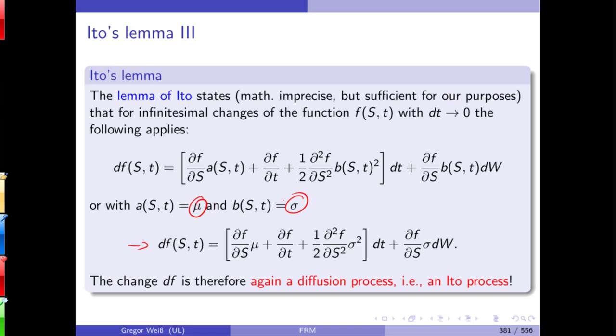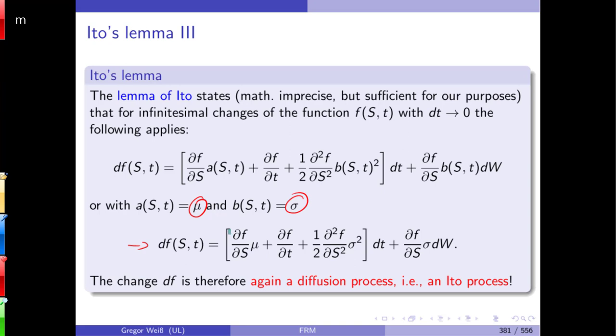A change in any function f in a diffusion process, S and time, is given by the partial derivative of f with respect to S times mu, plus the partial derivative of f with respect to time, plus half diffusion squared times the second partial derivative with respect to the underlying price, times dt, plus the partial derivative of f with respect to S times sigma times dW.